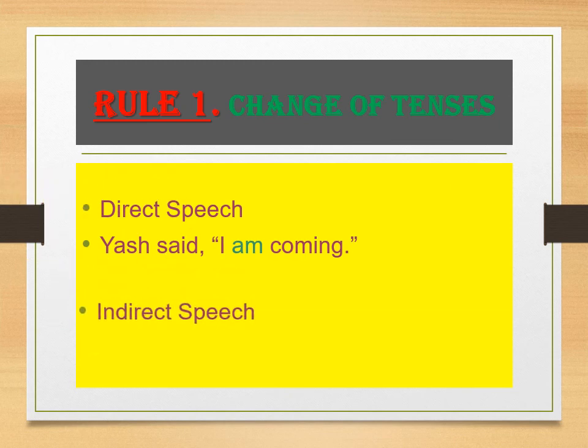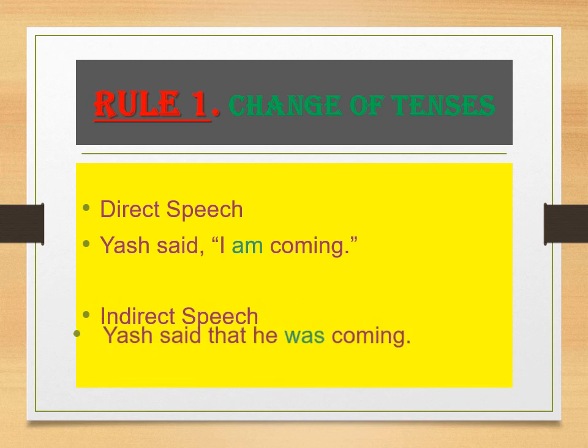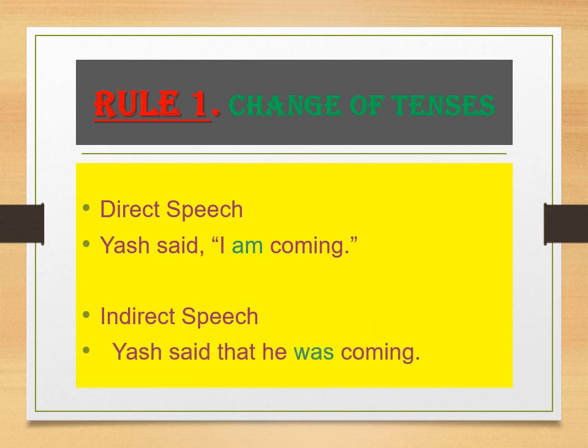So when we are changing it to indirect speech, the sentence changes. Present continuous always becomes past continuous. Am coming becomes was coming. Of course, change of person will be there. And the inverted commas, as I told you already, indirect speech always ends with a full stop. So the sentence becomes, Yash said that he was coming. So this is your change of tenses. All the tenses of present are converted to past tense.